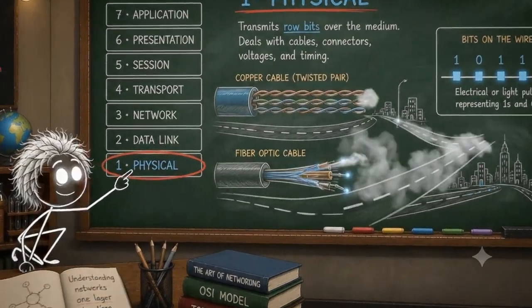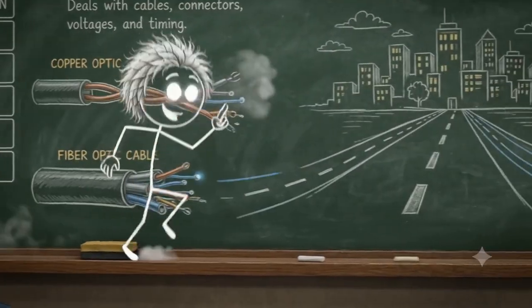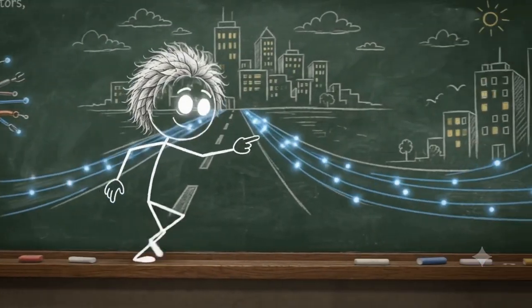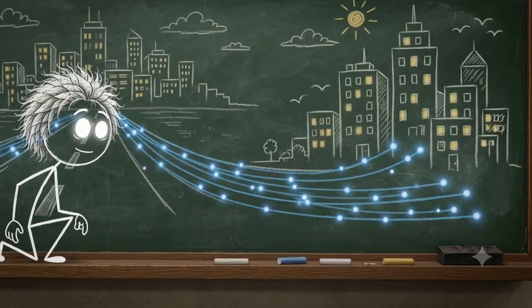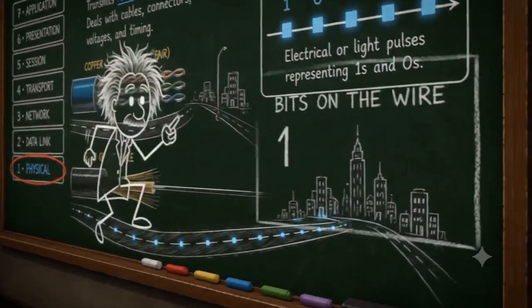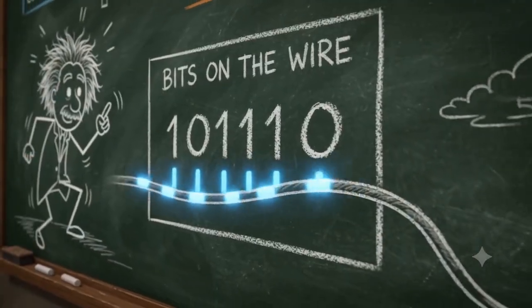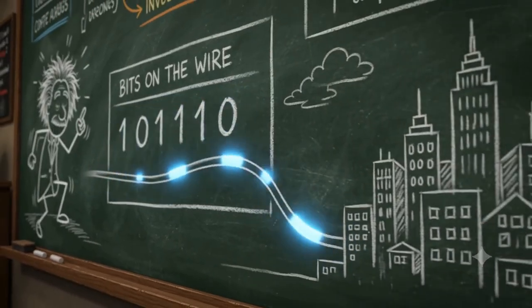Layer 1, the physical layer. These are the raw roads. Cables, fiber, radio waves, voltages, the literal ones and zeros, traveling as pulses of electricity or light. No intelligence here at all, just movement.